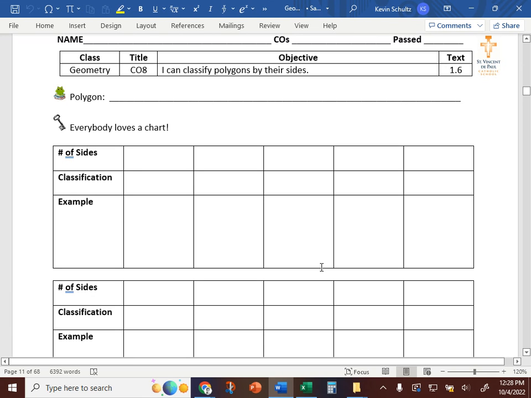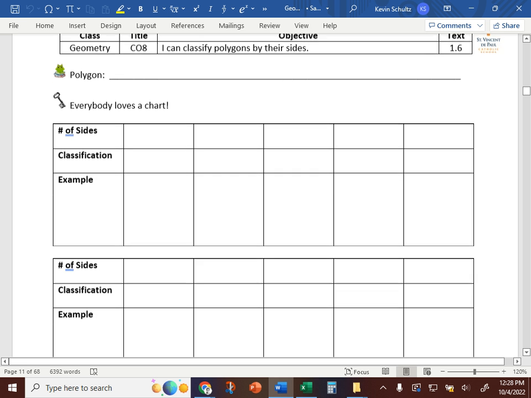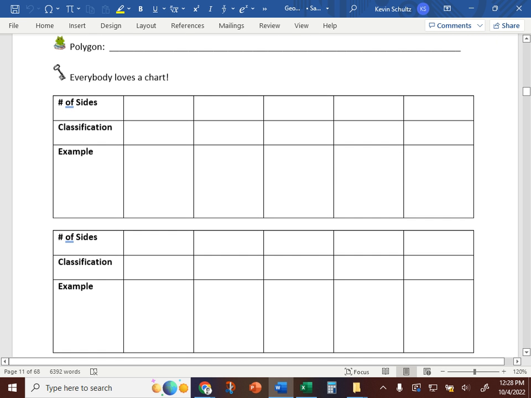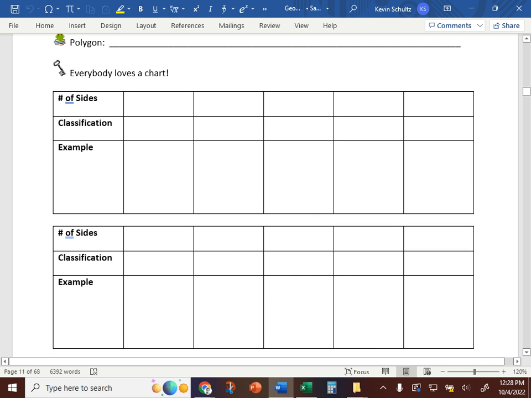Good day, geometry. We are finally talking about what most of you think geometry is: shapes. I walked by the kindergarten rooms today. They're also learning about shapes. So it's cross grade level, cross curriculum here.